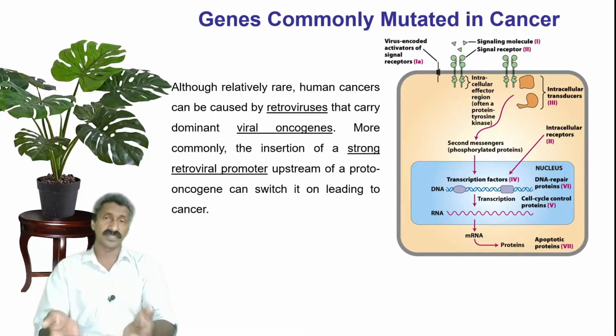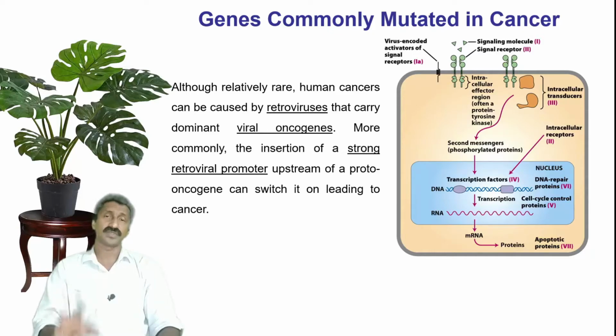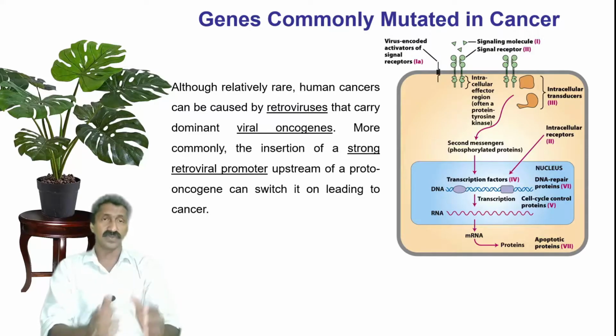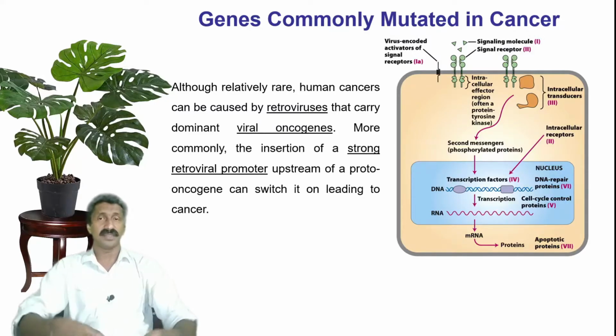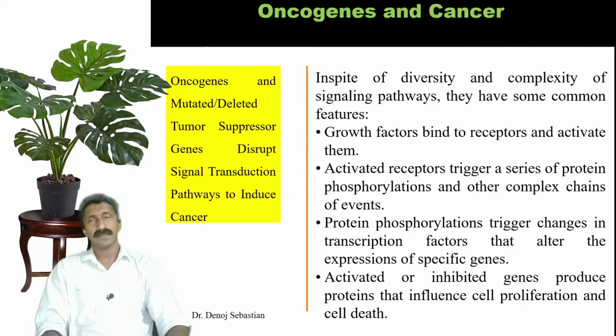These proto-oncogenes, which are actually taken from the cellular oncogenes, may become the viral oncogene. And if it is placed under the control of a strong retroviral promoter upstream of the proto-oncogene, then it may lead to cancer. So the cellular oncogene now carried over to the virus, which is a viral oncogene, and if it is placed under the control of a strong retroviral promoter in the virus, then that combination will become a strong cause for cancer.